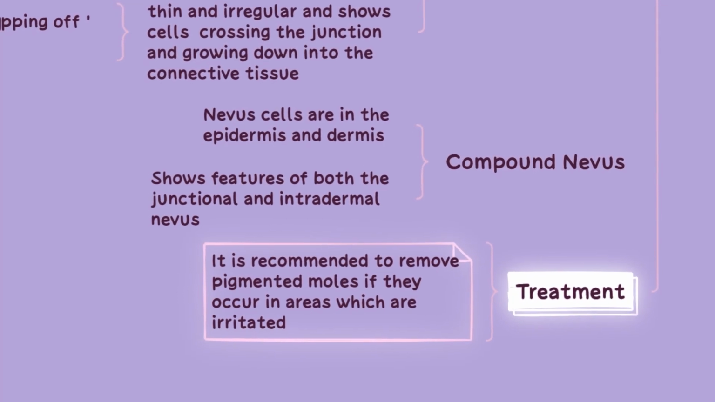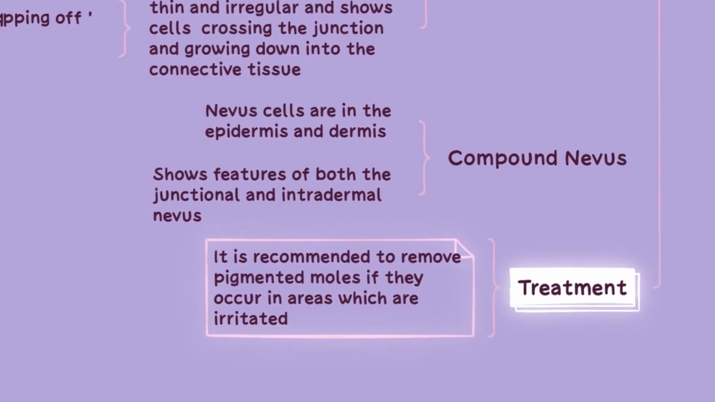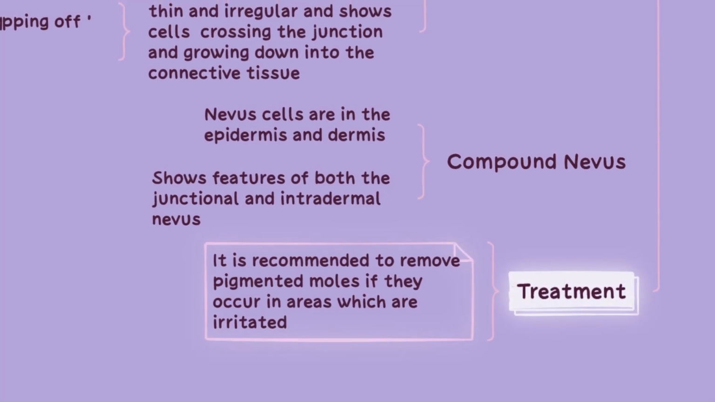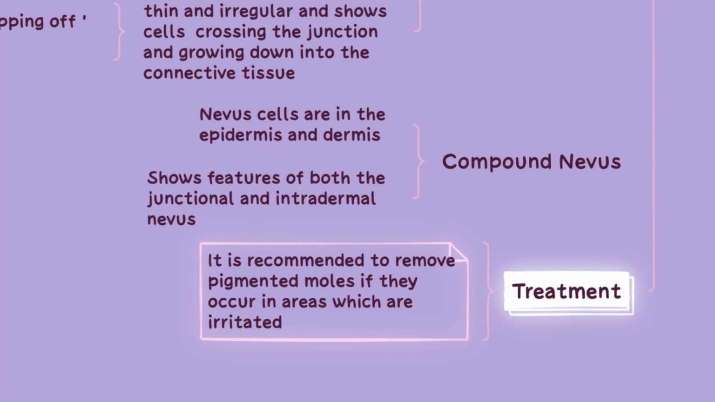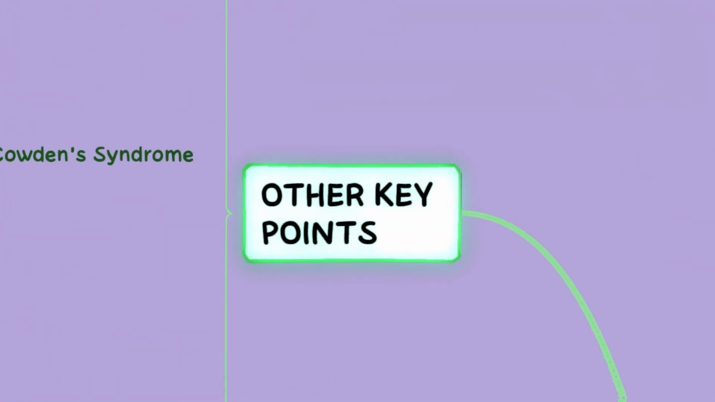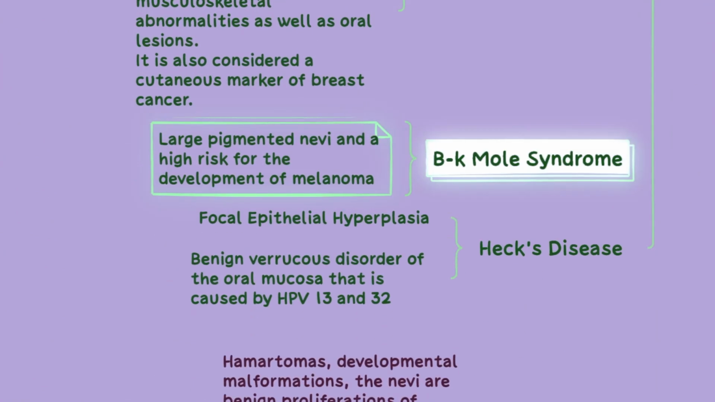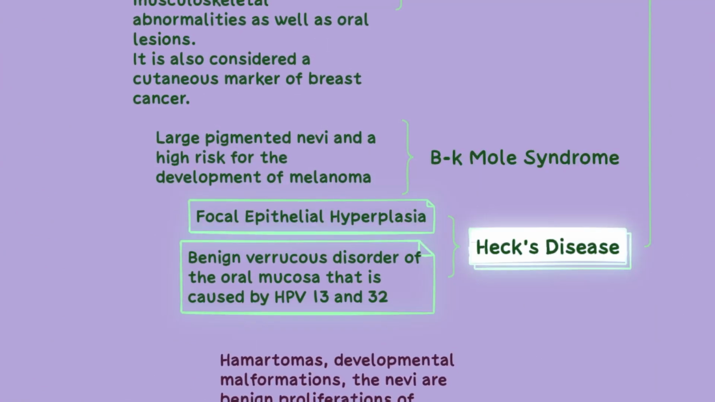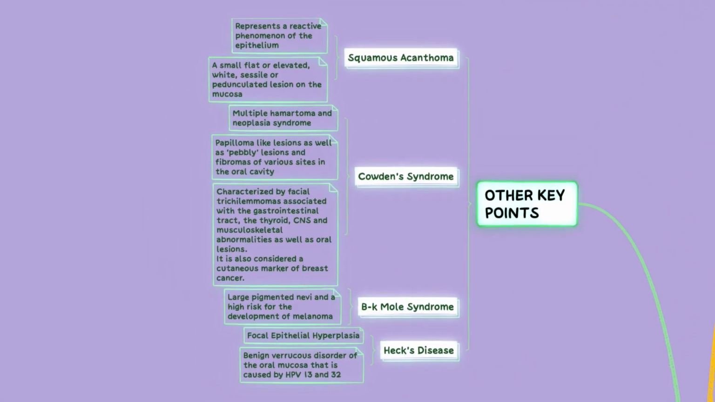It is essential to differentiate nevi from other pigmented lesions, and a thorough evaluation by a dermatologist or oral surgeon is necessary to determine the appropriate course of action. Some other concepts in relation to benign tumors of the oral cavity include squamous acanthoma, Cowden syndrome, BK mole syndrome, and Heck disease. You can see some details in relation to these in the other key points section of our mind map.